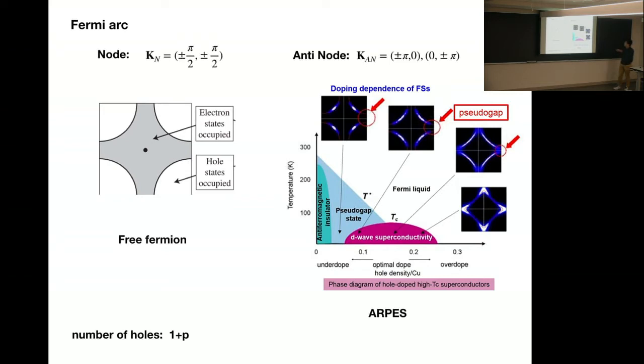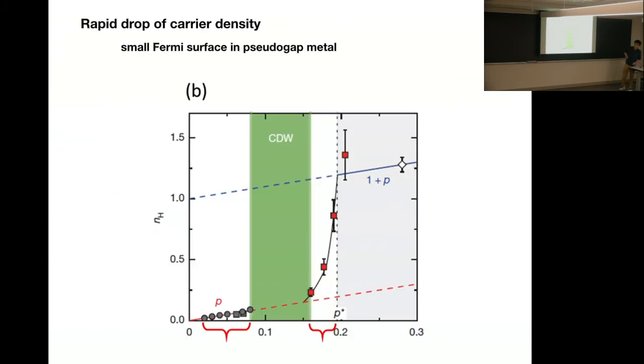And when you decrease the doping level, you find the length of this Fermi arc actually shrinks. So this is very strange. From theory, we don't know any theory which can give Fermi arcs. In any theory of electrons, you always form some kind of Fermi surface. So this is another experimental discovery.